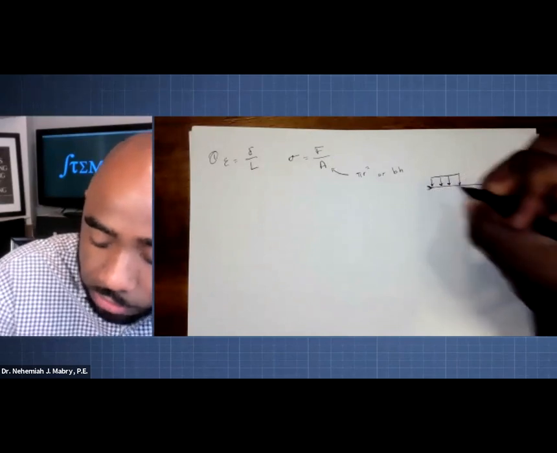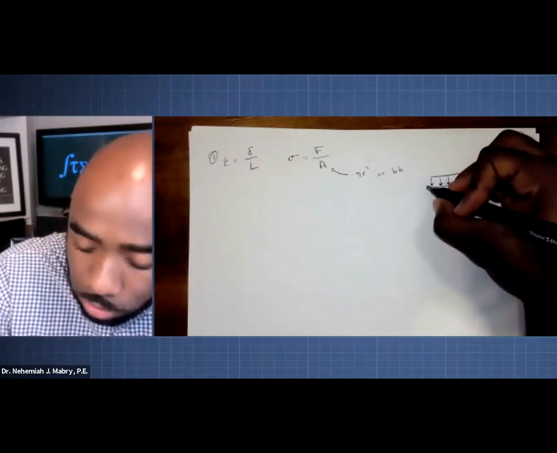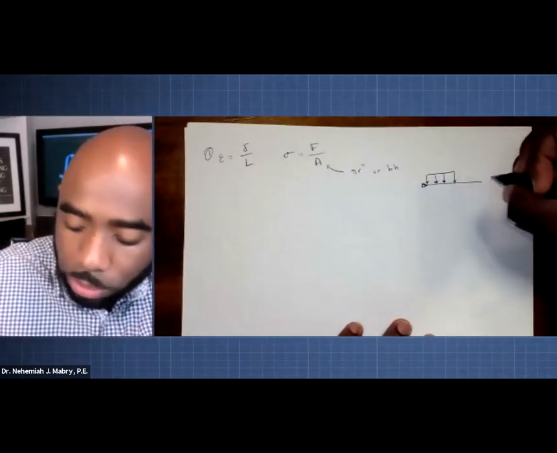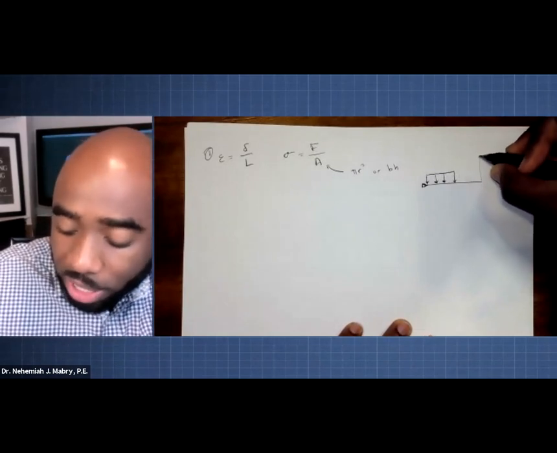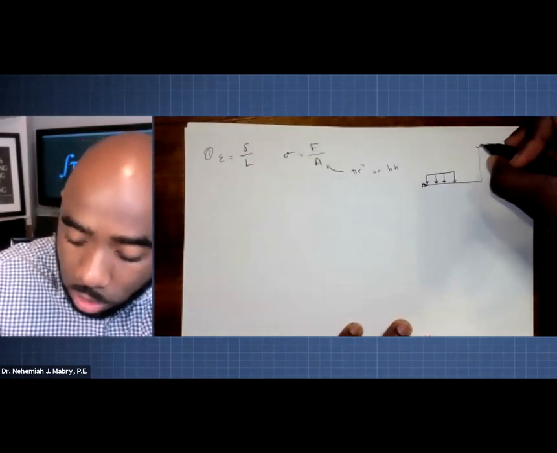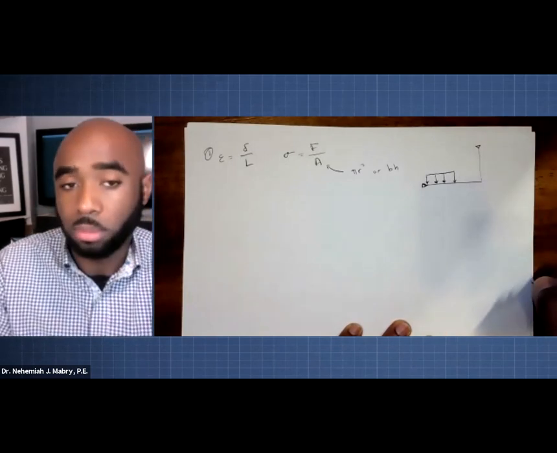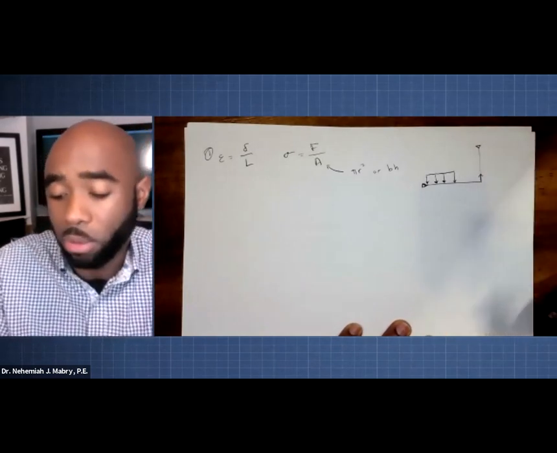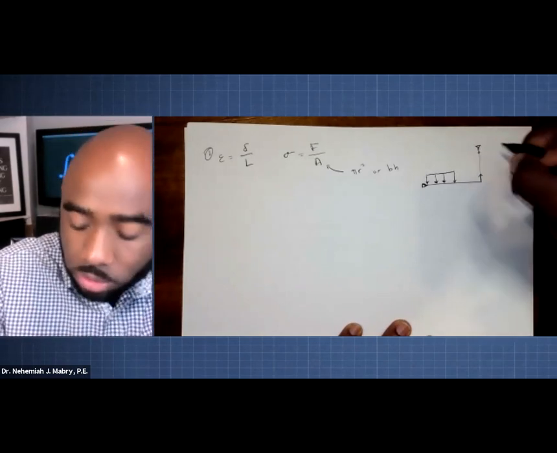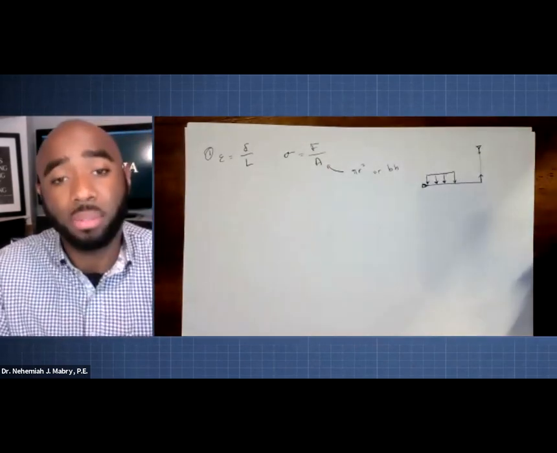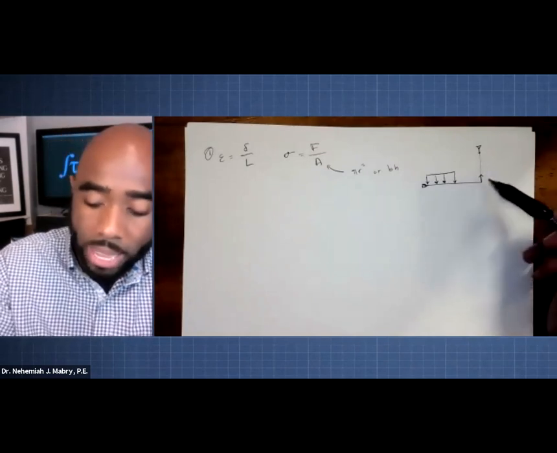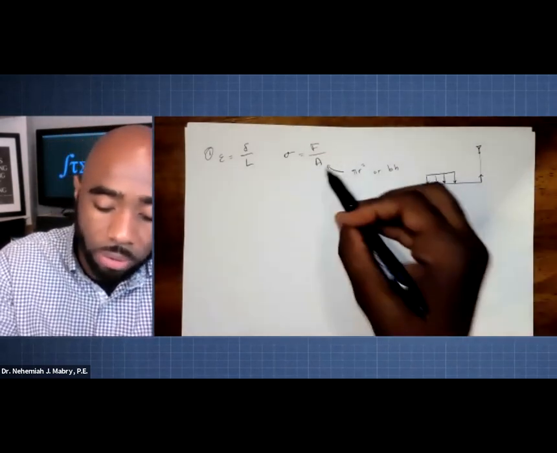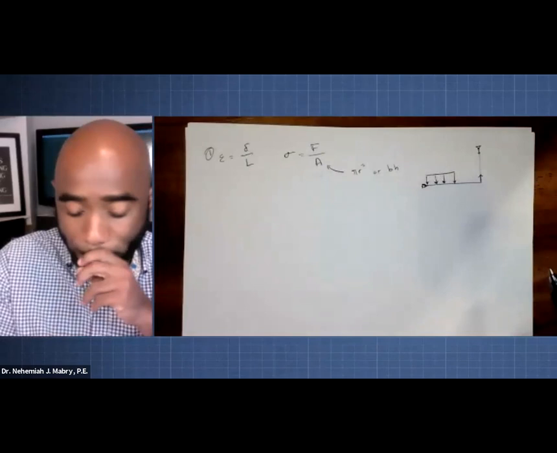Maybe let's say this is fixed. This is a distributed load, and then there maybe is a wire here that's holding it. Right? So if you were given something like that, you want to find out what is the force in the wire? What is the area in the wire? You can take that force, place it over the area, and get the stress.